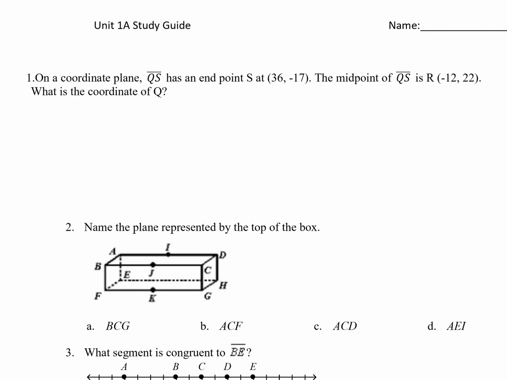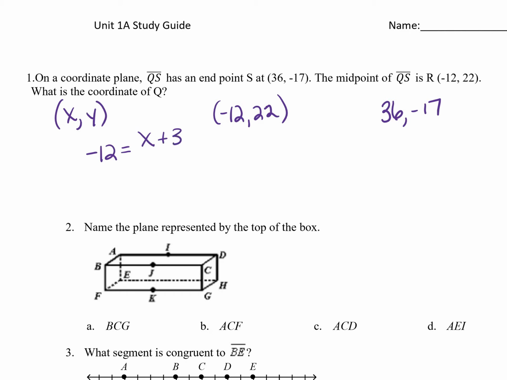Let's write that out. We have 36 and negative 17. The midpoint is QS, so that is negative 12, 22. We don't know one of the endpoints, so that's an X and a Y. So you're going to set this up. The middle is always the first plus the last, divided by 2. So you set that up for X.